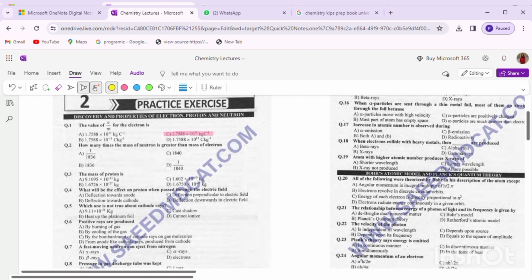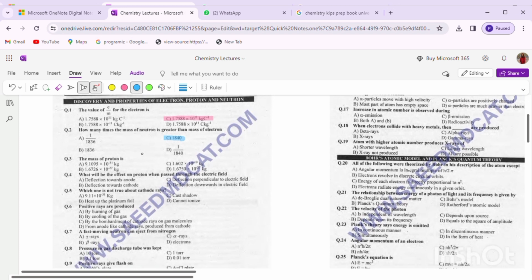Second, how many times the mass of neutron is greater than the mass of electron? We know that the mass of proton is 1836 times greater than the electron. However, they are asking us about the neutron mass compared to the electron, right? So the mass of neutron is 1840 times greater than the mass of electron. If they had asked us about the proton and the electron, the mass of proton is 1836 times greater than the electron, but they have asked us here about the neutron, right?